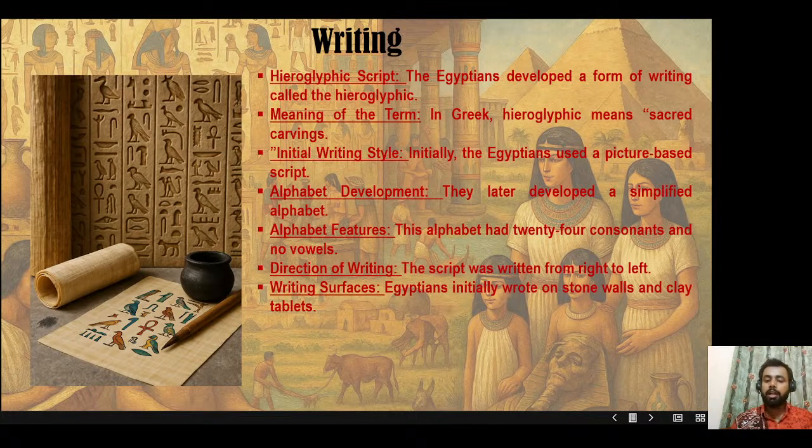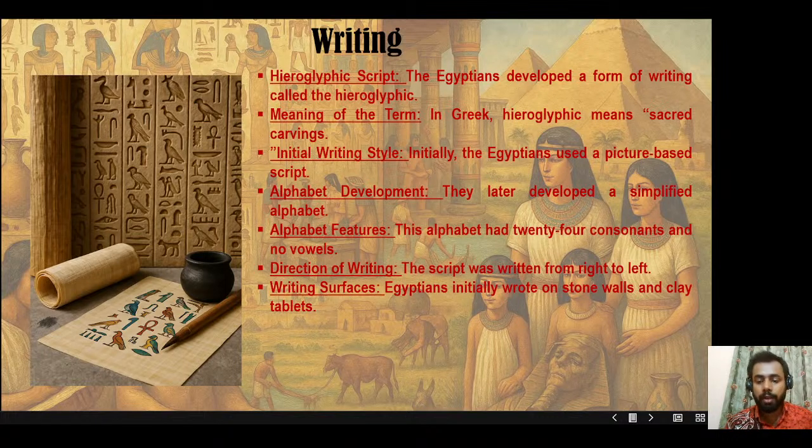Egyptians initially wrote on stone walls and clay tablets. So at the beginning, their writings were mainly engraved on stone walls and on clay tablets. There were clay platforms, just like you have slates.